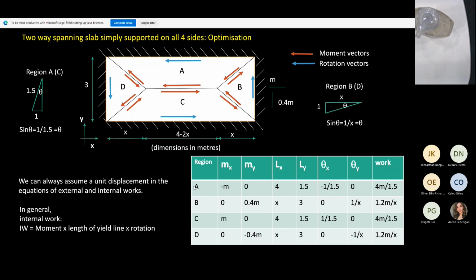And then you repeat the same. We know that A and C are identical. Okay, you don't have to do that. You can do it if you want. You will get exactly the same value. So because A and C are identical, you have 4m over 1.5.